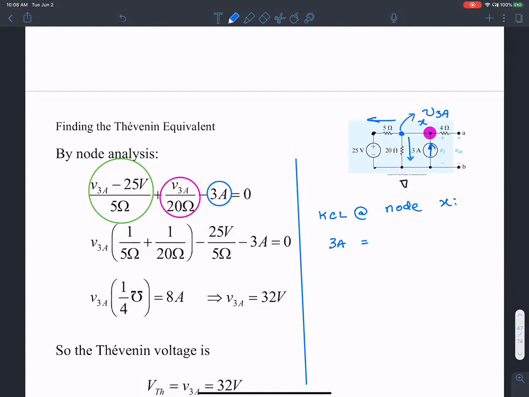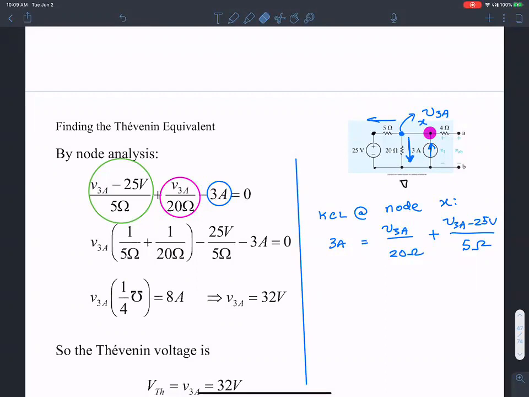So this is also V3 amperes divided by 20 ohms. That's the current flowing in the branch downwards. You with me? Okay. Plus the voltage difference between this node and this node, that's the voltage dropped across that resistance. So V3 amperes minus 25 volts is the voltage dropped across the 5 ohm resistance, divided by 5 ohms, will give us the current in that direction. So all I'm doing is KCL at that node X.